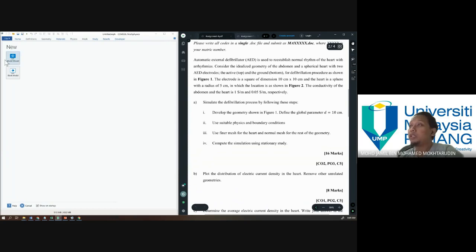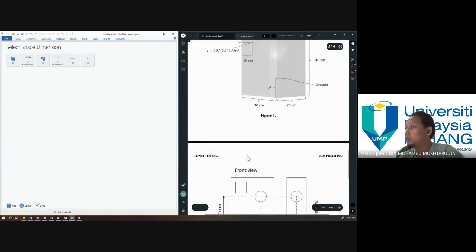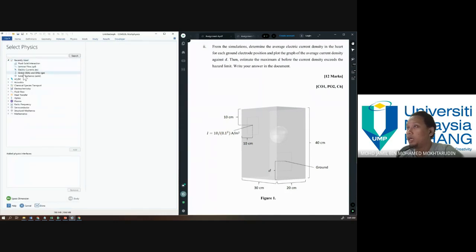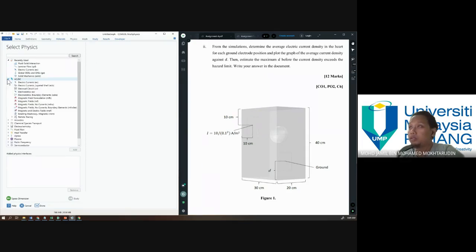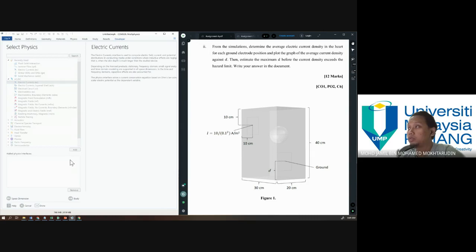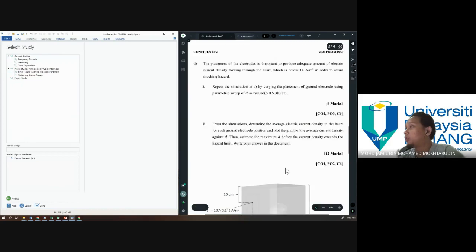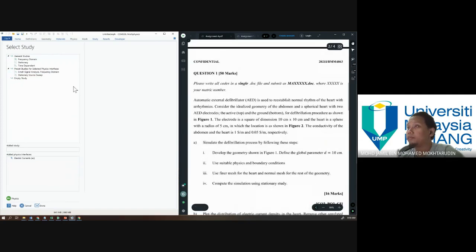Okay, so firstly, we can start by choosing the model wizard. And then this is a 3D geometry. Okay, so we choose 3D geometry. And then this is electromagnetism. So it's AC/DC, okay? AC/DC and electric currents. And then the question asks you to use stationary.